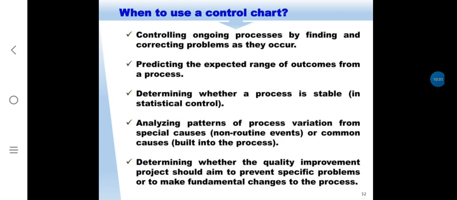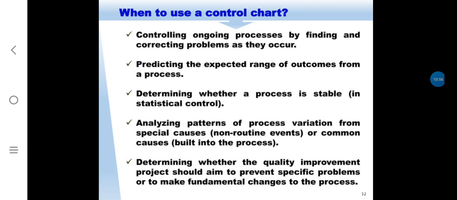When to use control charts? At what time can we use these control charts? For controlling an ongoing process by finding and correcting problems as they occur. We can use control charts for correcting problems too, and for predicting the expected range of outcomes from the process, and determining whether a process is stable, in statistical control. We also analyze patterns of process variations, from special causes or common causes, to identify the stability of the process, and to identify the expected range of the product.